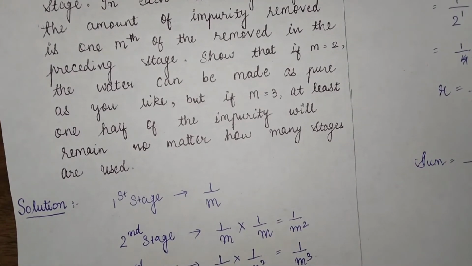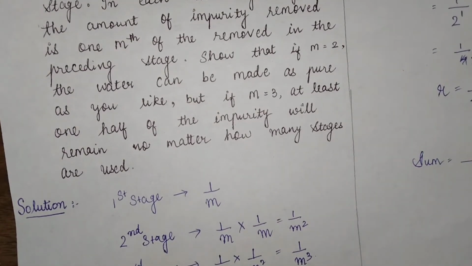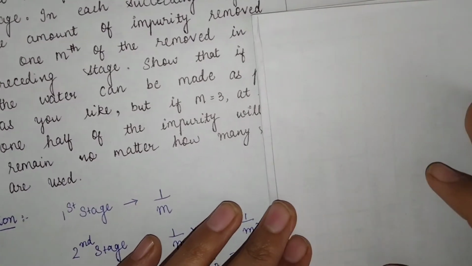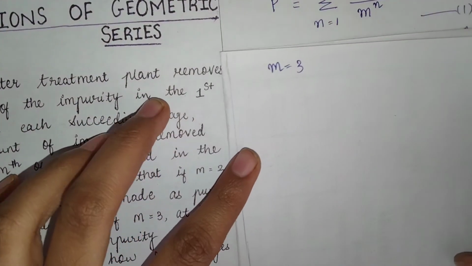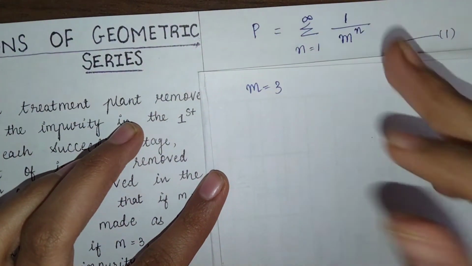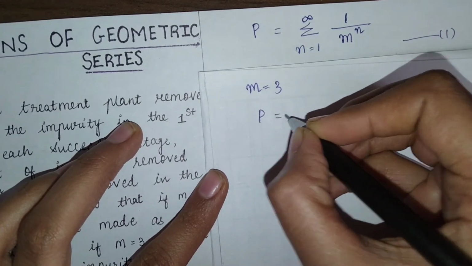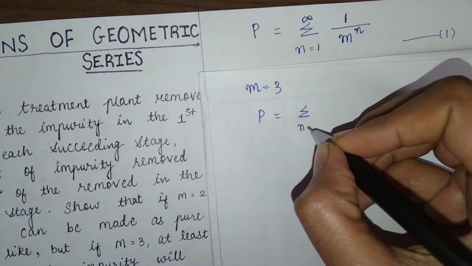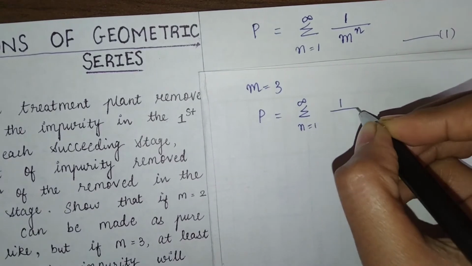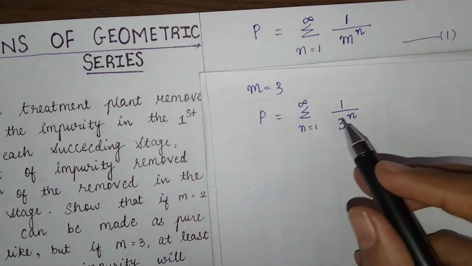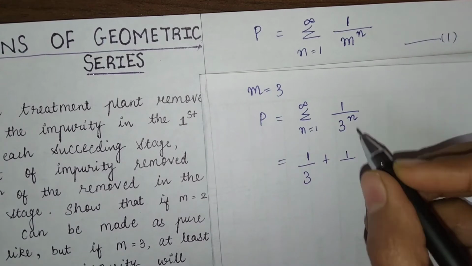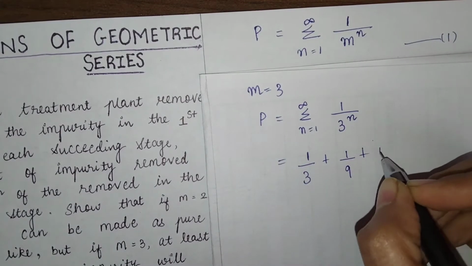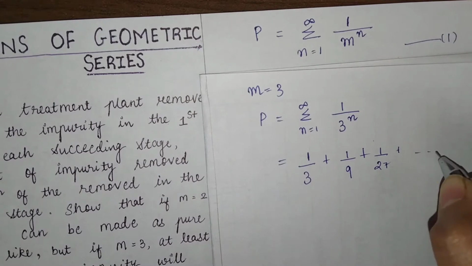Now let us see by putting m equal to 3. Okay, so if we put m equal to 3 in this equation, then we will get p equal to summation n equal to 1 to infinity of 1/3 raised to n. Now again, if we put in this limit, then we get 1/3 plus 1/3 square, that is 1/9, plus 1/27, and so on.